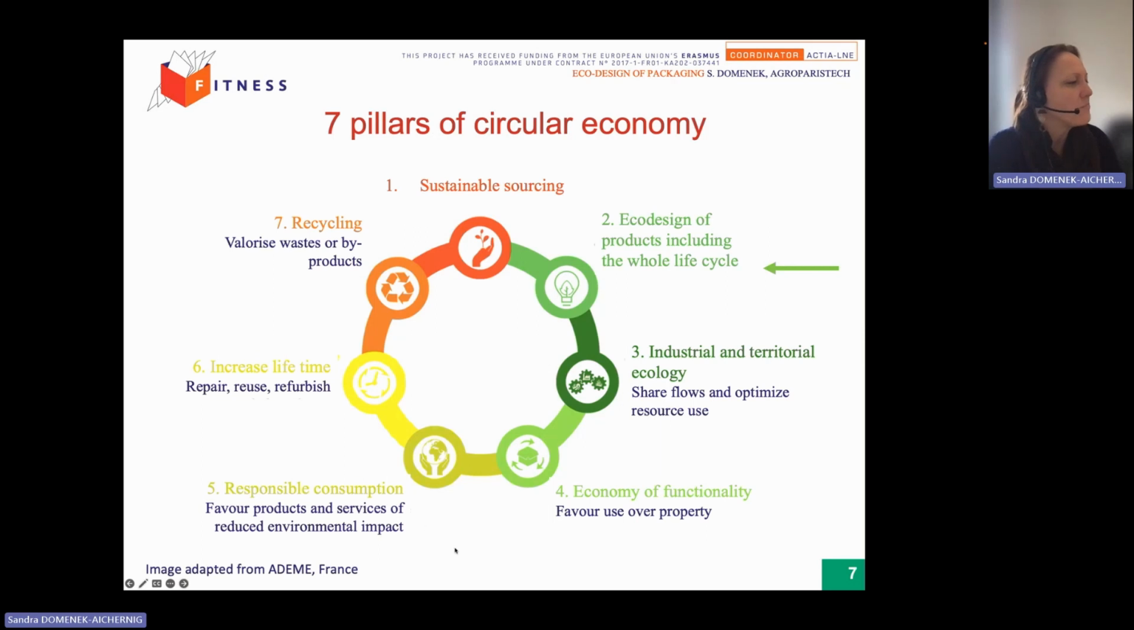Responsible consumption. So as a consumer, favoring products and services that reduce environmental impact and increase the lifetime of the products, so repair, reuse, and refurbish. This is what you have seen before. This is closing the cycle in the smallest or most efficient way possible. And when this is not possible, at the very end of the life cycle, try to have recycling of the materials. And this could be recycling in the technosphere or even recycling in the biosphere.